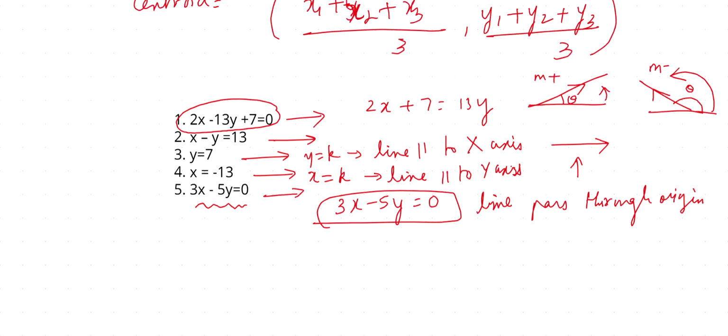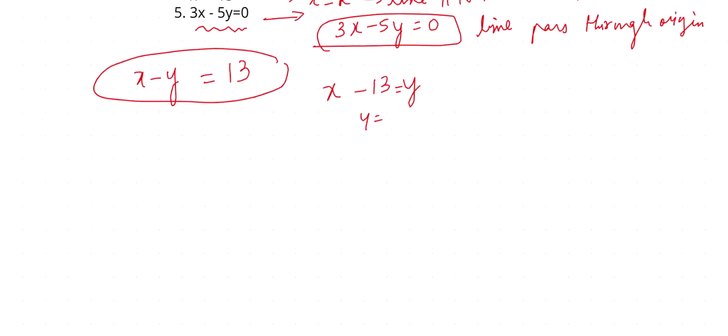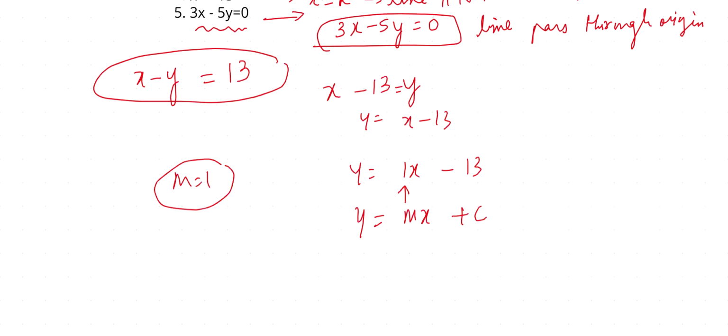Now we discussed so much. How about equation 2? X minus y is equal to 13. If I take y over to the other side, I will get x minus 13 is equal to y, or y is equal to x minus 13. This is important because I will write y is 1x minus 13, into the form y is equal to mx plus c. M is 1. Slope is 1. C is minus 13.